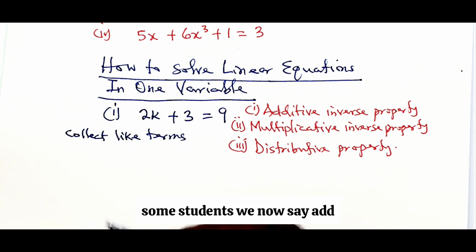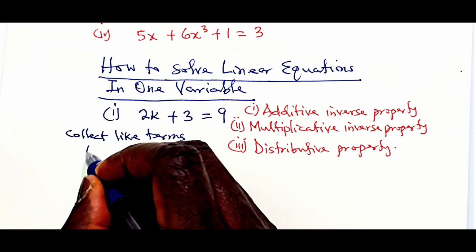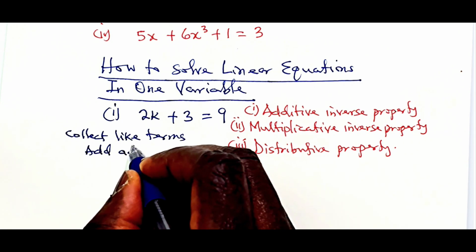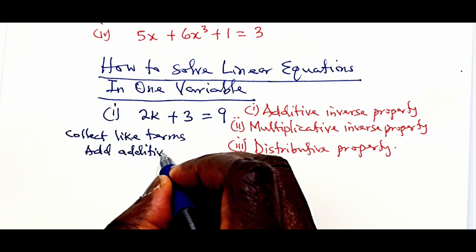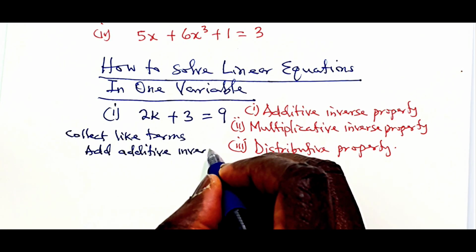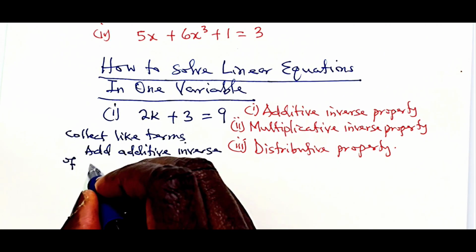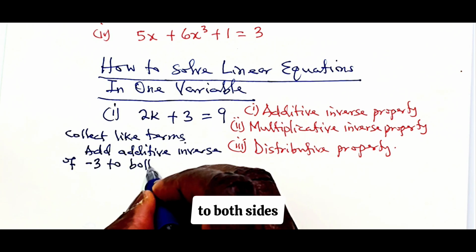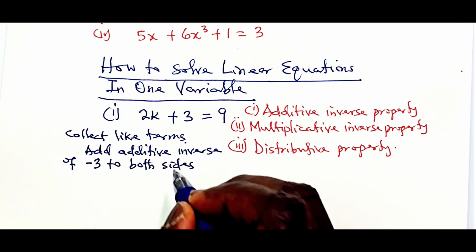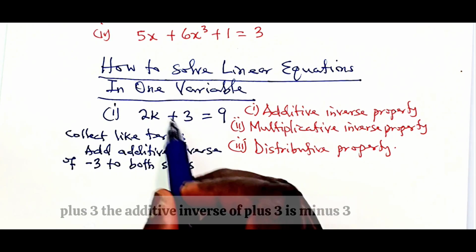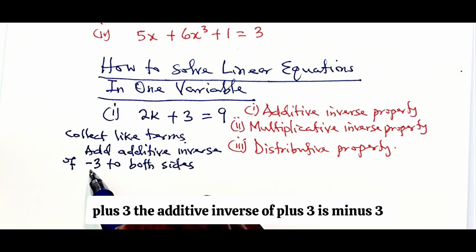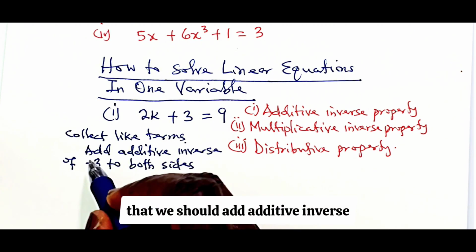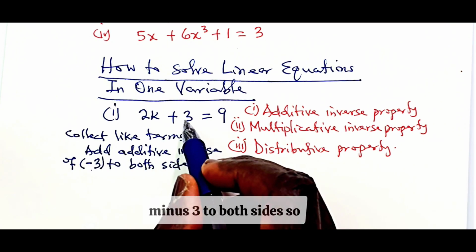Some students will now say, add the additive inverse of minus 3 to both sides. So plus 3, the additive inverse of plus 3 is minus 3. That means that what this is saying is that we should add the additive inverse, minus 3, to both sides.